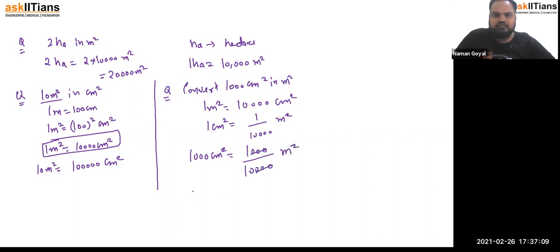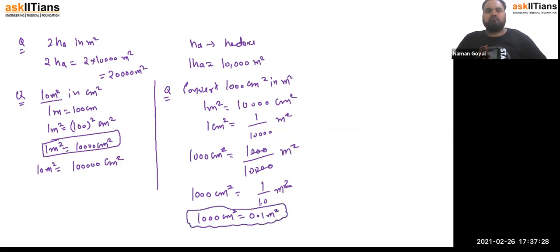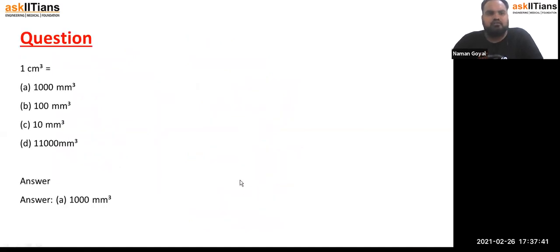So it will cancel out. So 1000 centimeter square will be 1 upon 10 meter square. So the answer for 1000 centimeter square will be 0.1 meter square. Are you getting my point? This is our required answer. So we can do these types of questions very easily, isn't it? Basically these are going to be used in some questions. Now there are some questions we can do easily. First we are going to do them, then we will move to the applications part.